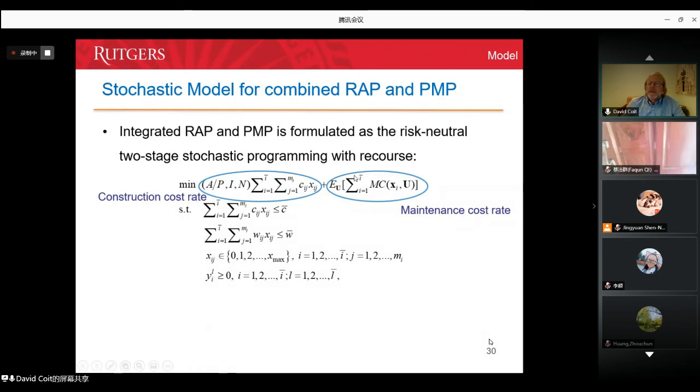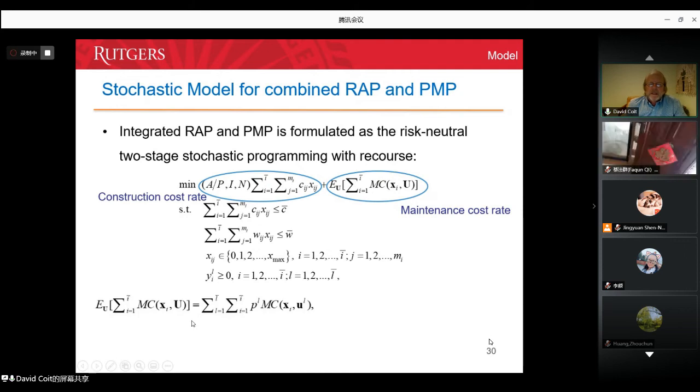Now, we have this expected maintenance cost rate. Well, we're assuming the maintenance cost rate. First, we sum over the various subsystems in the system. That might not be right, but we're assuming that the cost to fix the overall system is the sum of fixing the individuals. And these are cost rates, cost per time. But it's an expected value.